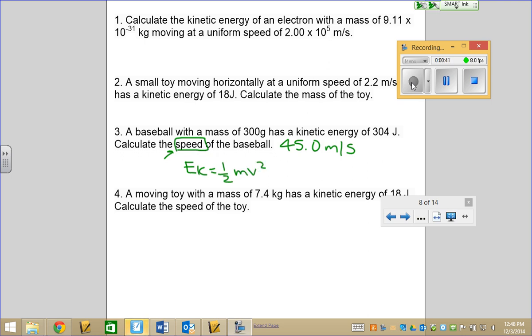Now, as a side note, I teach this class in French, and in French, the word kinetic starts with a C, not a K. If I ever write EC, I'm not trying to be tricky. I'm just forgetting which language I'm actually thinking in.